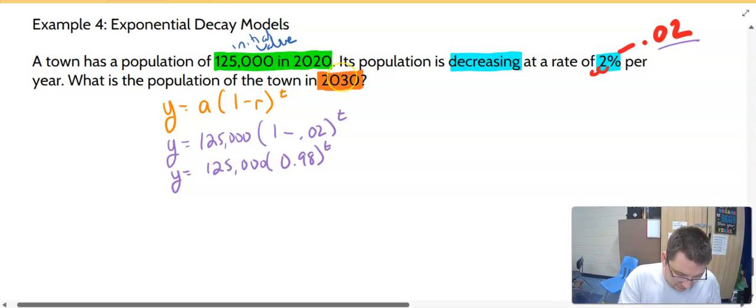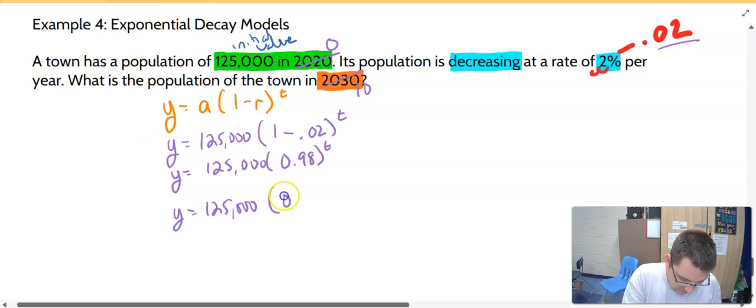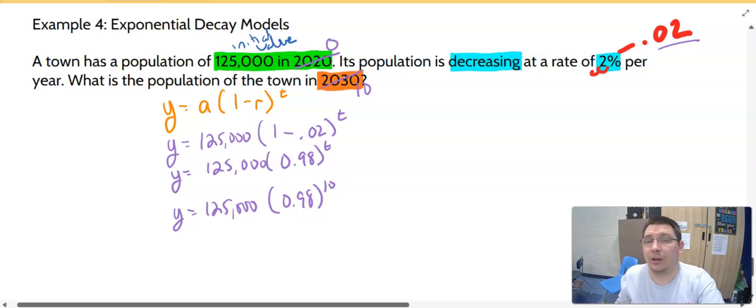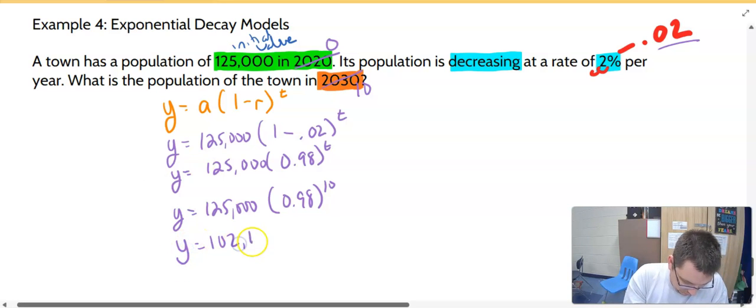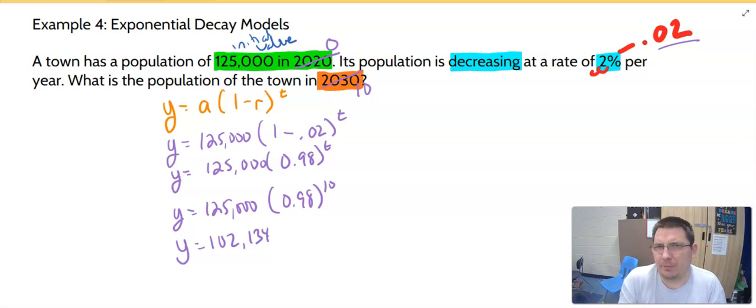But we actually want to find what's happening in 2030. So we're going to call 2020 year 0. And then 2030, well, how far is that from 2020? Well, that's 10 years. And so plugging in the 10, y is equal to 125,000, 0.98 to the 10th power. And so we're going to go to our calculator and see what we get. And so going to our calculator, we see that we get 102,134.1009.